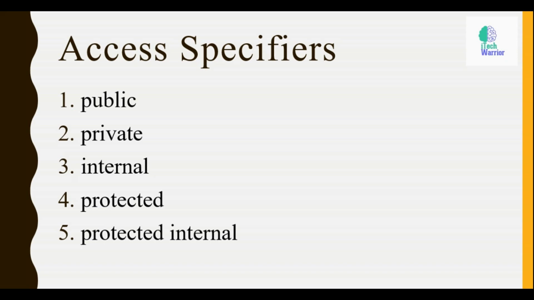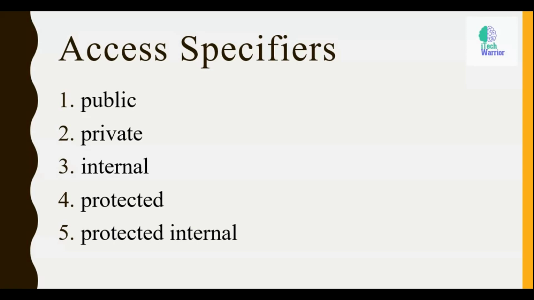Friends, in this video we will understand access specifiers. So let's understand. They are a special kind of modifiers using which we can define the scope of a type and its members. Or we can say that C-sharp access modifiers or specifiers are the keywords that are used to specify accessibility or scope of variables and functions in the C sharp application.